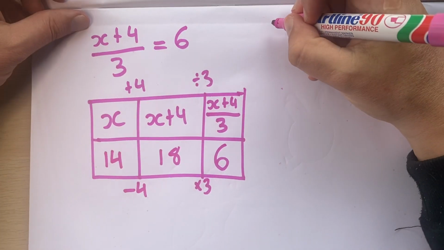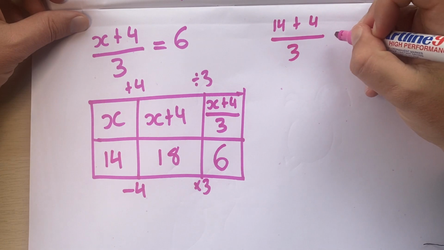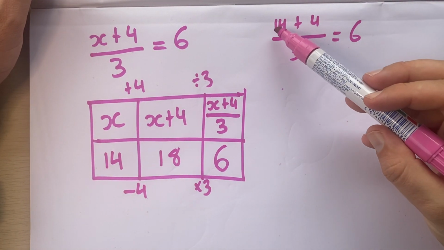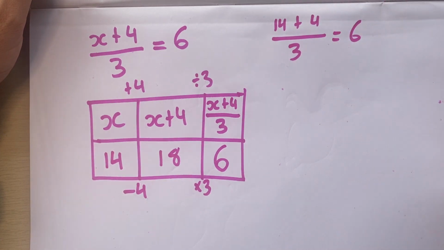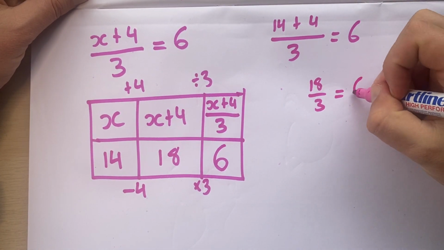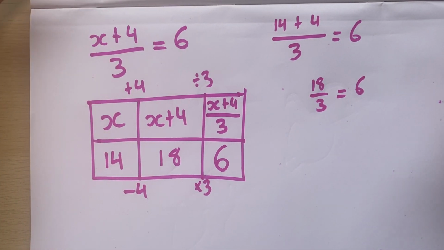So let's input that. So it would be 14 plus 4 divided by 3 equals 6. So 14 plus 4 equals 18 over 3 equals 6. 3, 6, 9, 12, 15, 18. Yes, that does equal 6, correct. So that's what we're doing today.